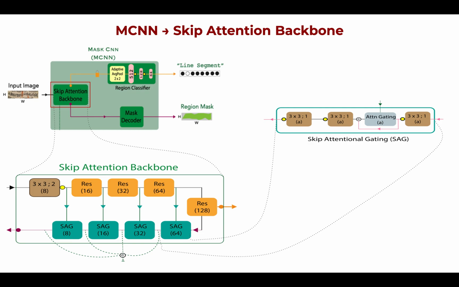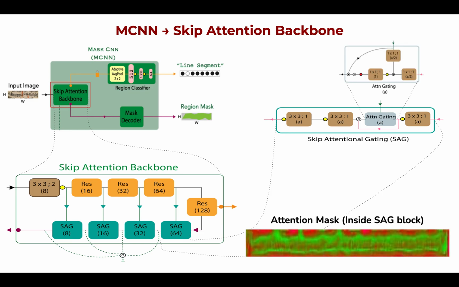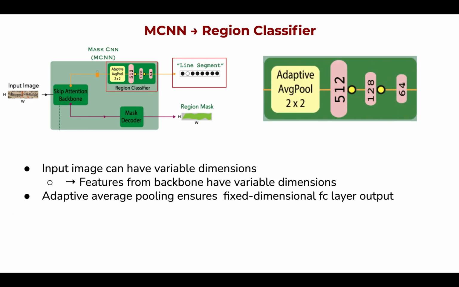Output from immediate earlier SAG block is fused with skip features originating from a lower-level residual block layer. This fusion is modulated via an attention mechanism. No spatial downsampling or upsampling is utilized. Doing so enables crucial boundary information to be preserved. Features from the last residual block are fed to region classifier subnetwork, which predicts the associated region class. The adaptive average pooling block within the subnetwork ensures a fixed dimensional output despite varying input dimensions.